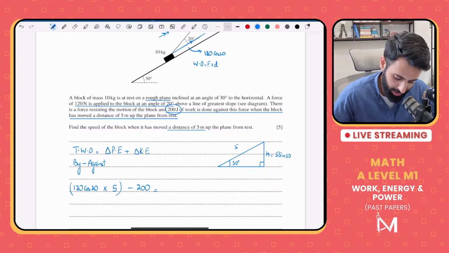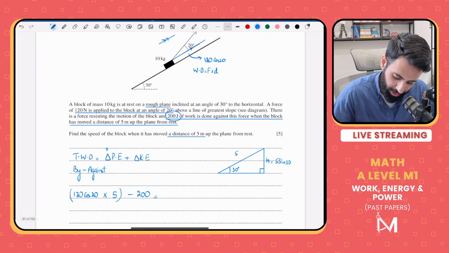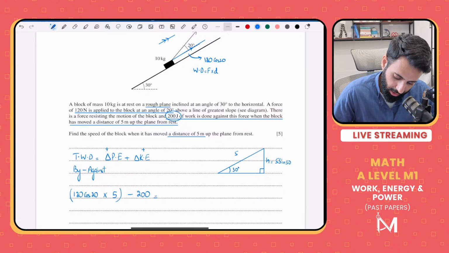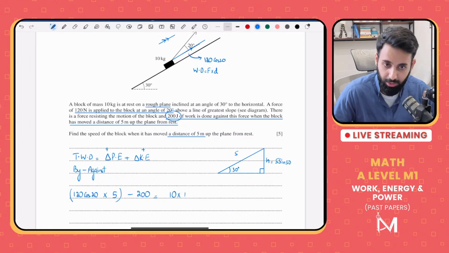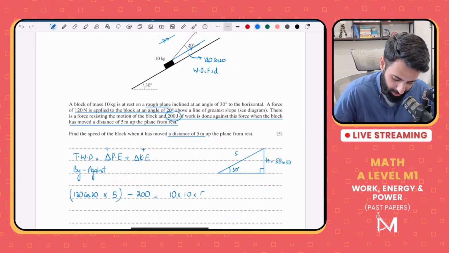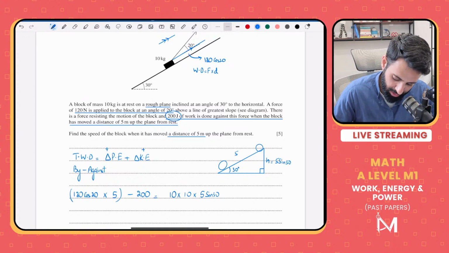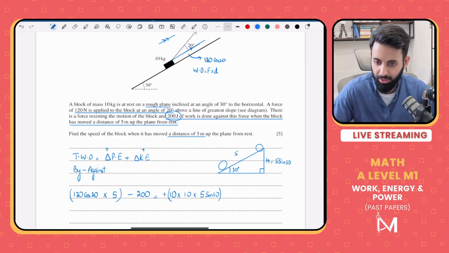This will be equal to change in potential energy. Now, change in potential energy would be a gain because the object has moved up the plane, and we have to find out the speed. It starts from rest, which means it definitely gains some kinetic energy. So this would be equal to mass, which is 10, into g, which is also 10, multiplied by the height, which is 5 sine 30. If the object moves from here to here, the change in height is equal to 5 sine 30, and this is the gain in potential energy. We'll put a plus sign because there is a gain.